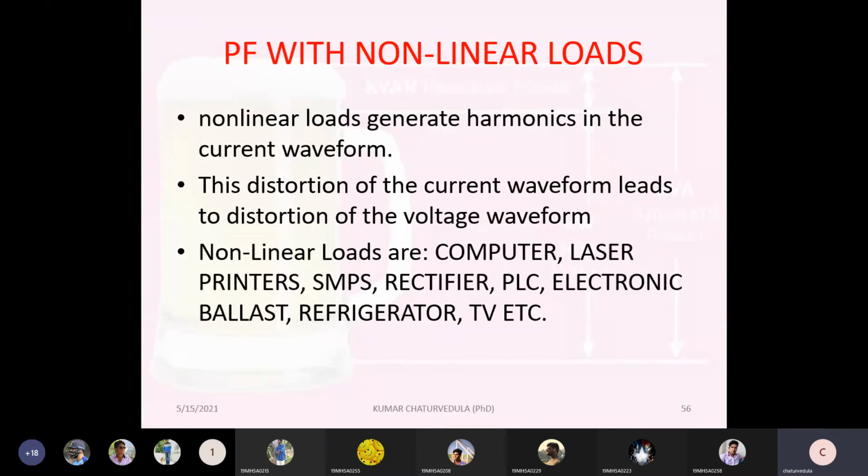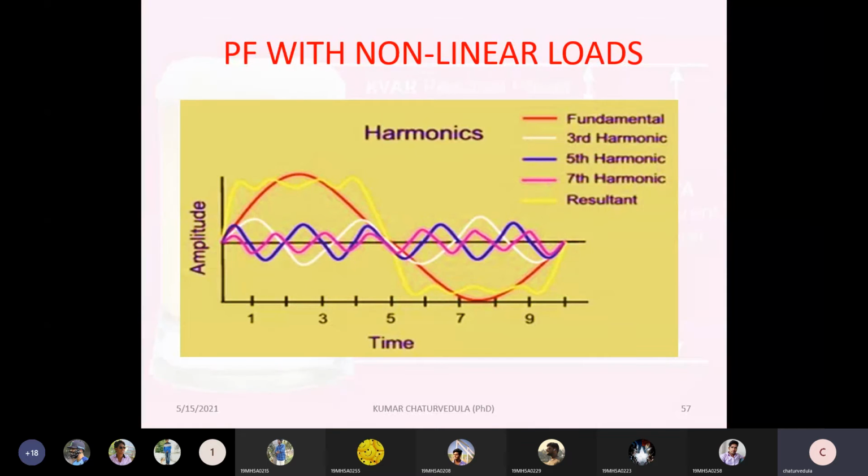That means the presence of electronics. Harmonics have entered the power system because of the increased usage of electronic components. Because of that, harmonics have come into the picture, so now we have to reduce these harmonics.